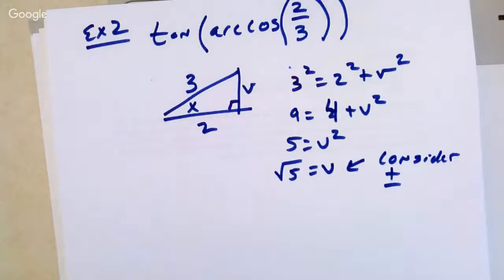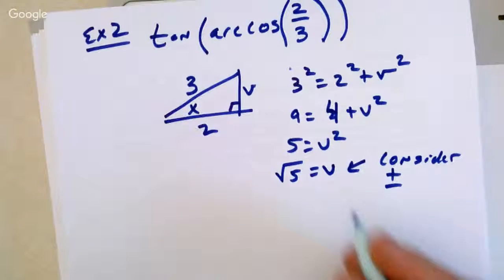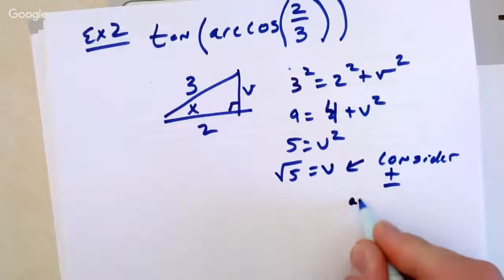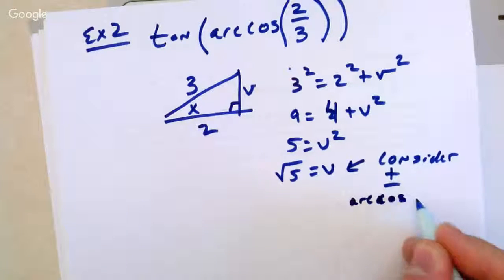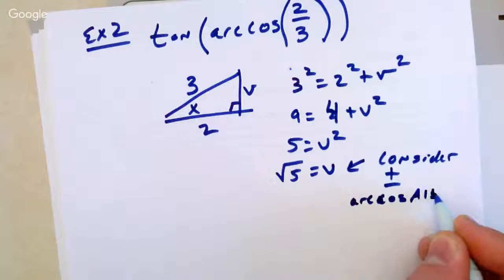So we always have to have that discussion on whether it's going to be positive or negative, because that is an application of the square root that we have to take advantage of here. When we take the arc cosine, it's always positive.